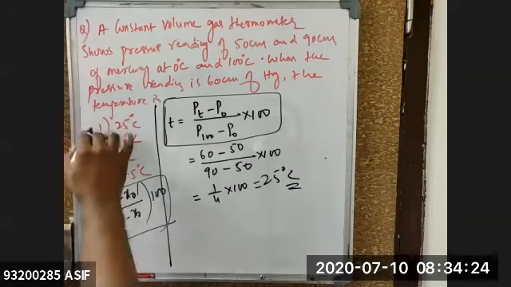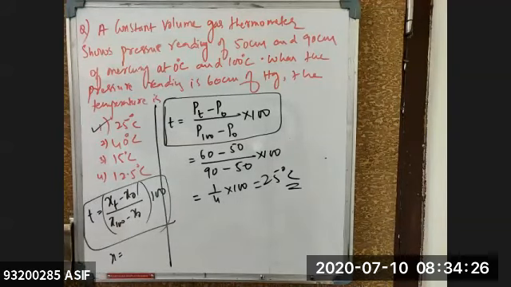Yes, sir. Okay. So 1 by 4 into 100 is how much? 25 degrees centigrade. So which option is correct? First option. Clear for everyone? Yes, sir.